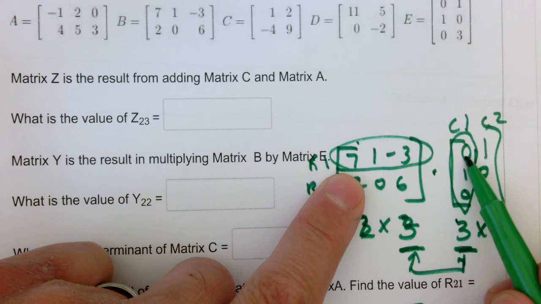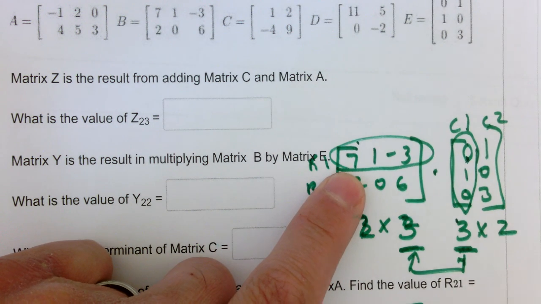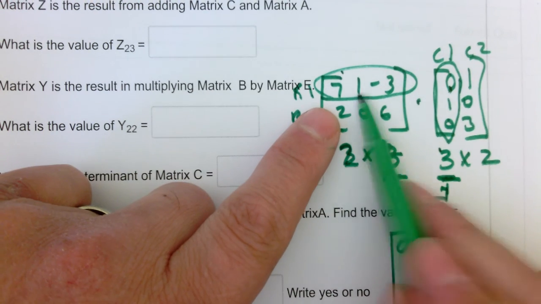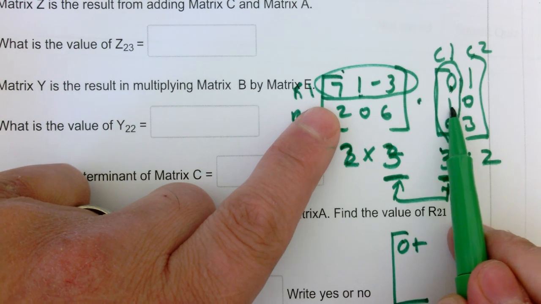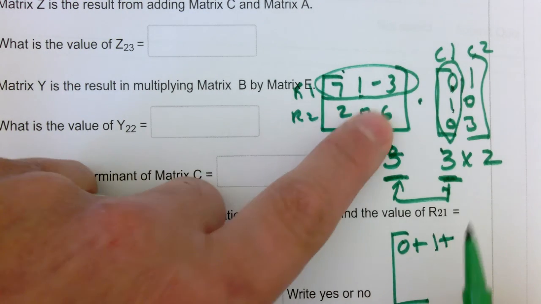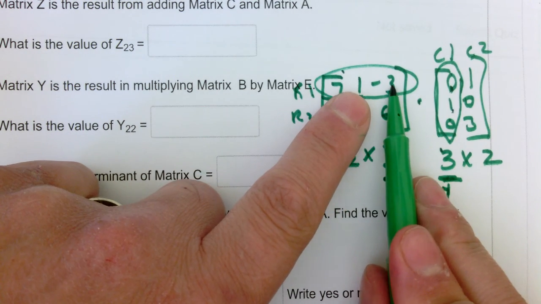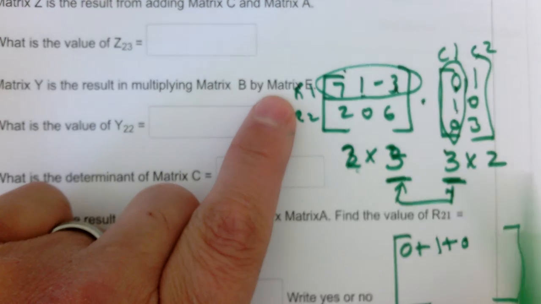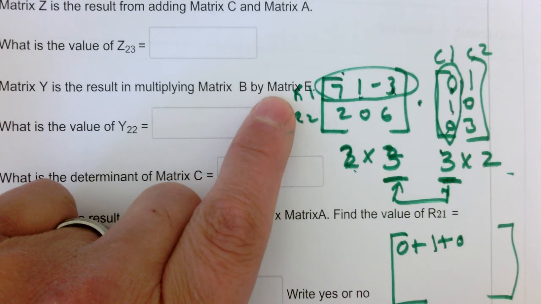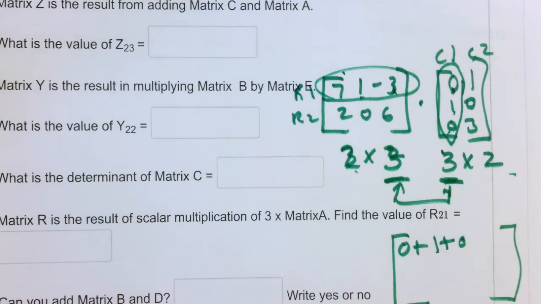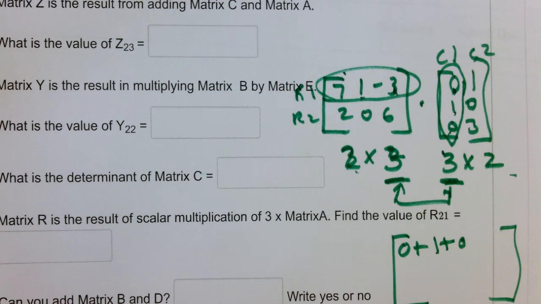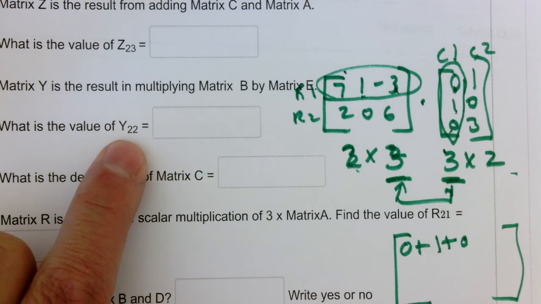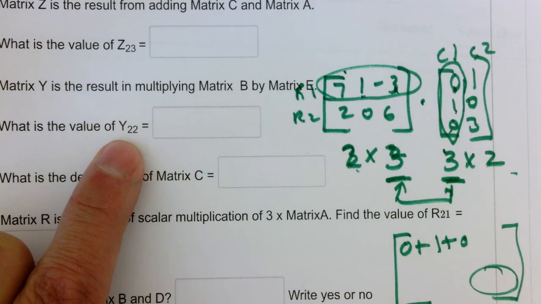7 times 0 is 0. And we keep adding. Then we go to the next one in the column: 1 times 1 is 1, plus -3 times 0 is 0. We know our result is going to be a 2 by 2, the outer dimensions. So row 1, column 1 is 1. In reality, they only want you to find the second row, second column, so that's really the only one we need to do.